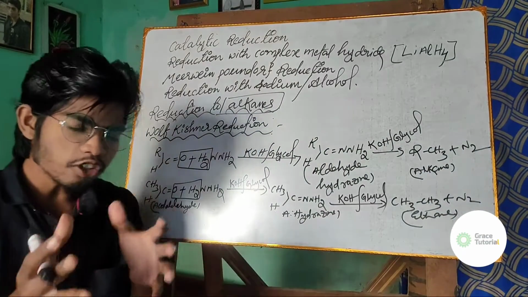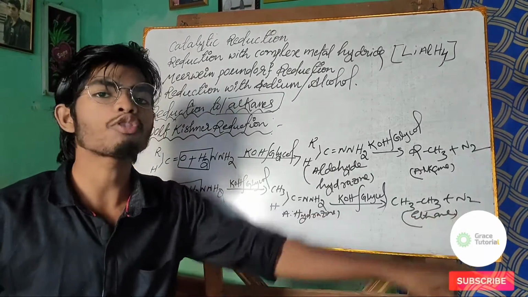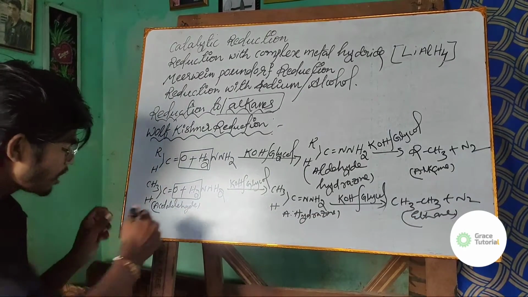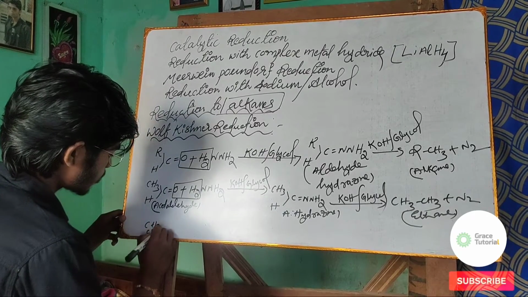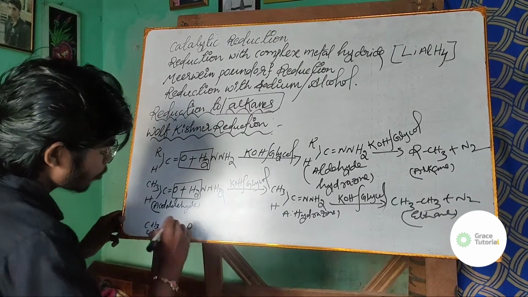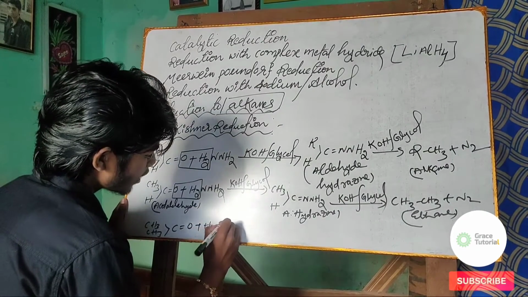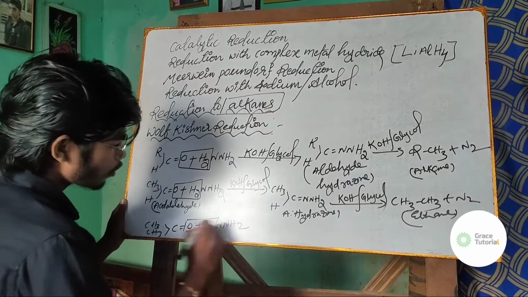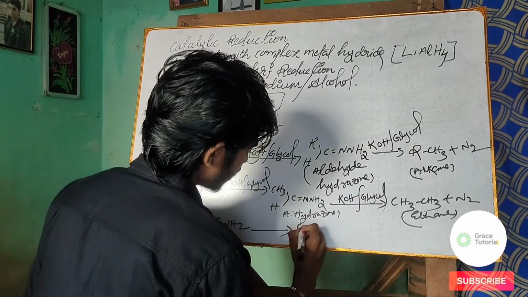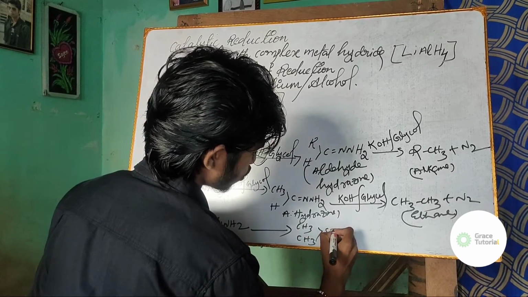When it is again treated with KOH or glycol, then ethane is obtained with the liberation of nitrogen gas. But if you take acetone, CH3, C double bond O, this is acetone. If you react it with H2N-NH2, the water is eliminated from here and it gives acetone hydrazone.